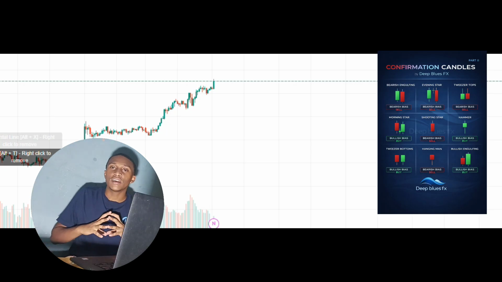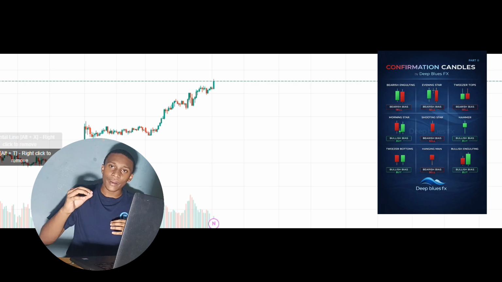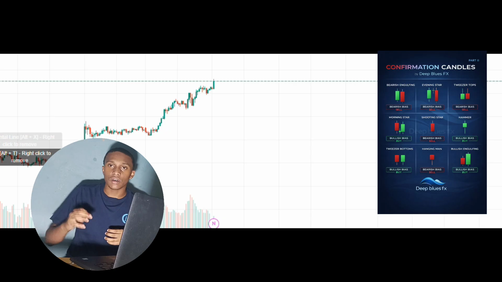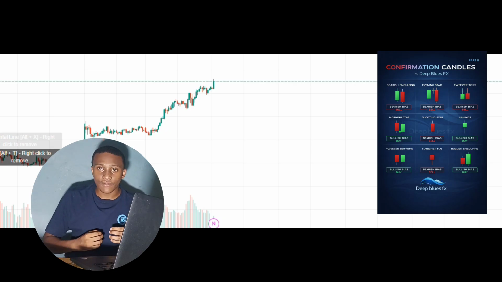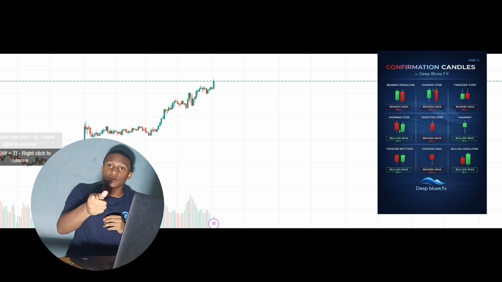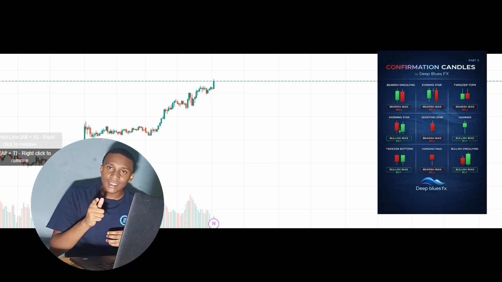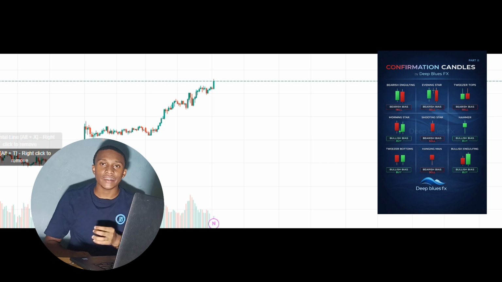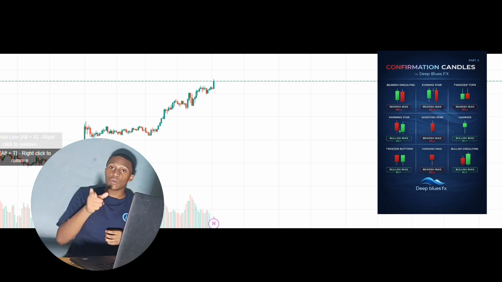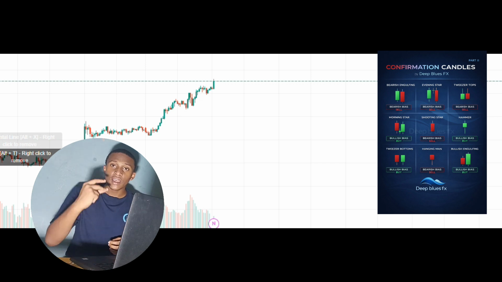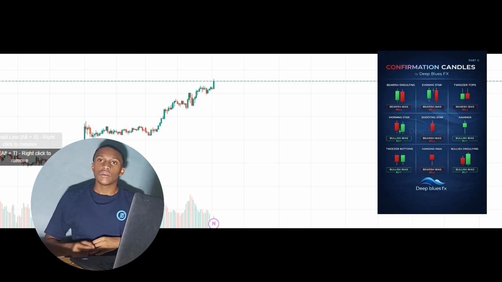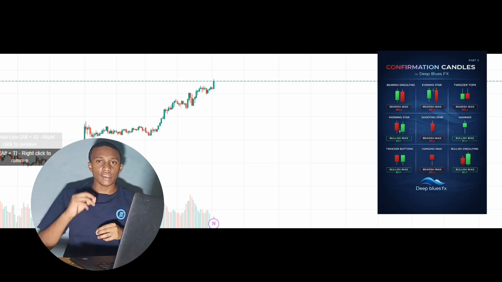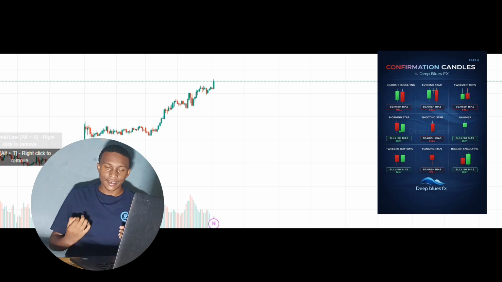We can use support and resistance, but not every single time the price reaches our resistance it bounces back. Not every time it reaches our support it bounces back. Sometimes it breaks our support and resistance levels. But how do we identify where we're going to enter? That is when we are trading with confirmation candlesticks. So we say, okay, as soon as it hit the support level, it made an evening star, so now we are going to place a sell. Or as soon as it hit the resistance level, it made an evening star, now we're going to place a sell.